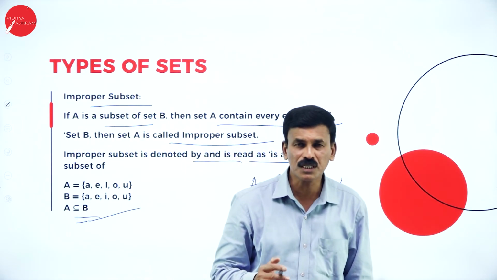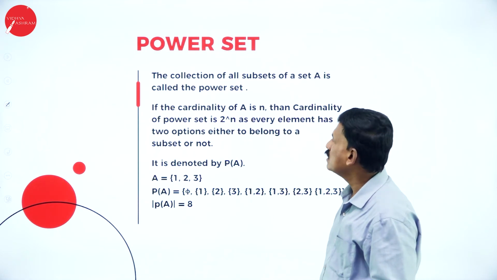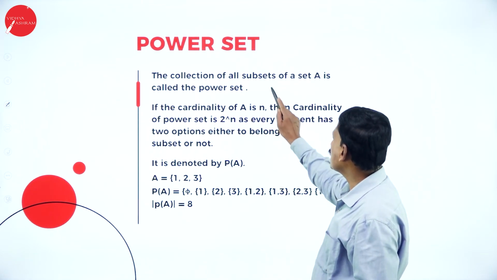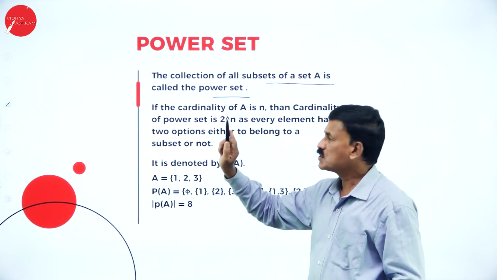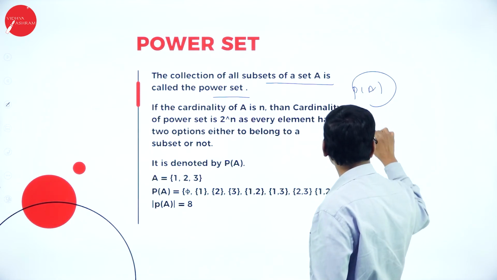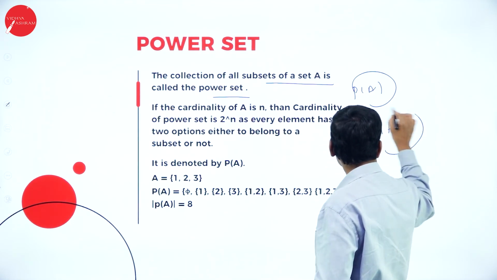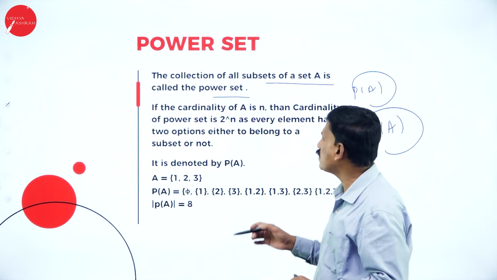Hope you followed. Okay. Now, let us come to the last concept, that is called the power set. Power set is nothing but the collection of all subsets of a set. It is denoted as P(A). This is how we are going to represent a power set. So, the set of all subsets of a given set is called the power set.